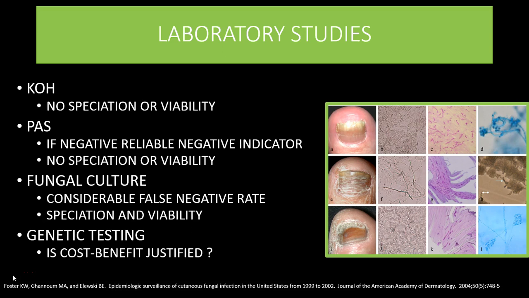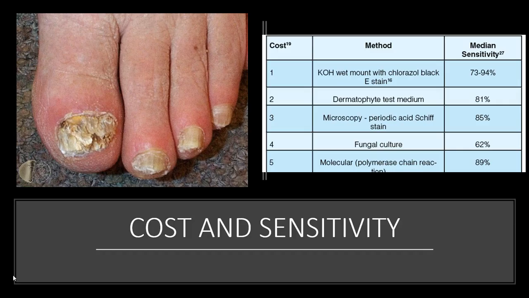Genetic testing and rapid genetic testing is helpful. It is sensitive. The question is whether or not the increased expense is justified. More recently, dermoscopy has been advocated for evaluation of onychomycosis. There are characteristic presenting findings with the use of a dermatoscope that are suggested as being helpful in making the diagnosis of onychomycosis. The problem here, again, is one of speciation.